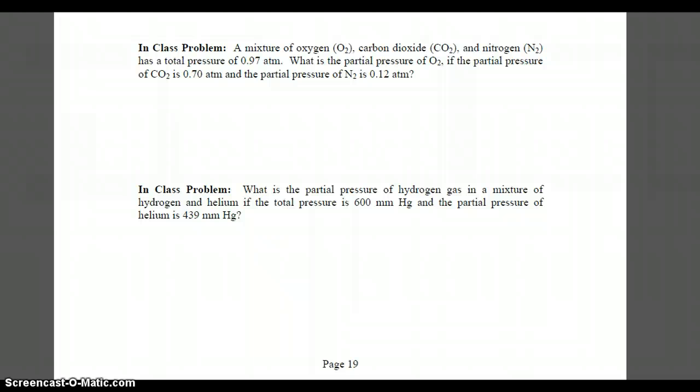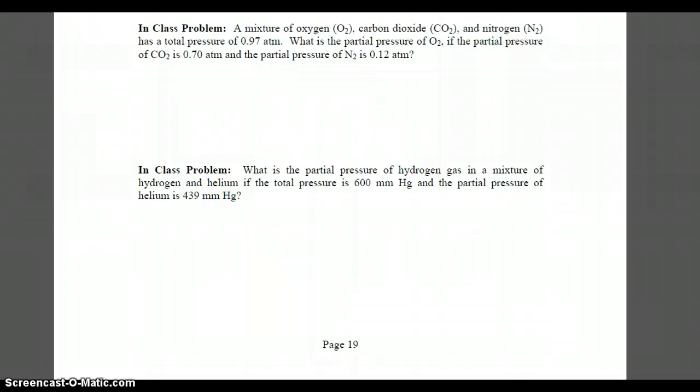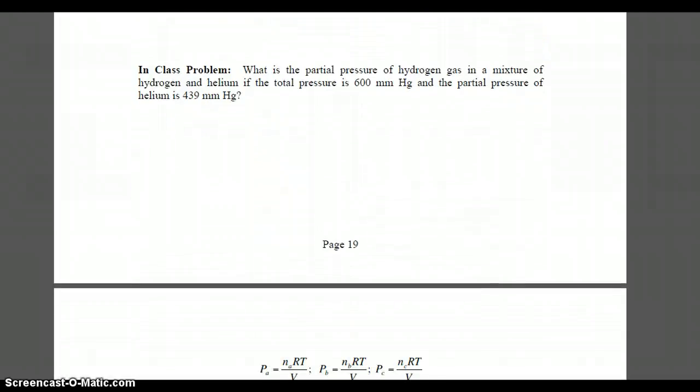Okay, so go ahead and look at this last problem. Again, you're given the total pressure, it's in millimeters of mercury, and you're just finding the partial pressure of an individual gas. You can go ahead and solve in millimeters of mercury. Take a moment, pause the screencast, and work that problem. Okay, so your answer there should be the partial pressure of hydrogen gas is 161 millimeters of mercury.